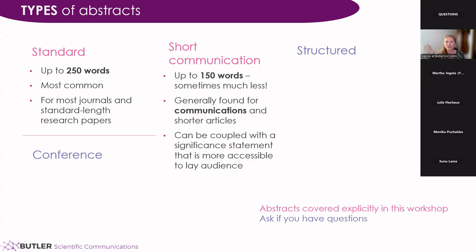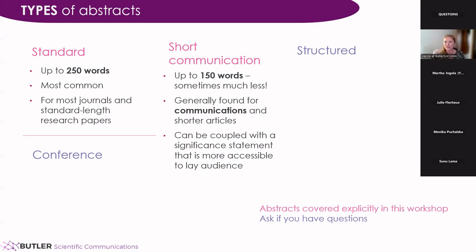Now, for short communications papers or really high impact journals like Science or Nature, you're going to be limited in your abstract to about 150 words and sometimes less, which I think is crazy. Now, these are sometimes coupled with a significance statement that is more accessible to the lay audience. Guys, do you know why journals started adding significance statements? Because people were not showing the significance of their work. They weren't showing that context at the beginning and the end. And so journals started forcing people to do it by making them write an entire statement about it.